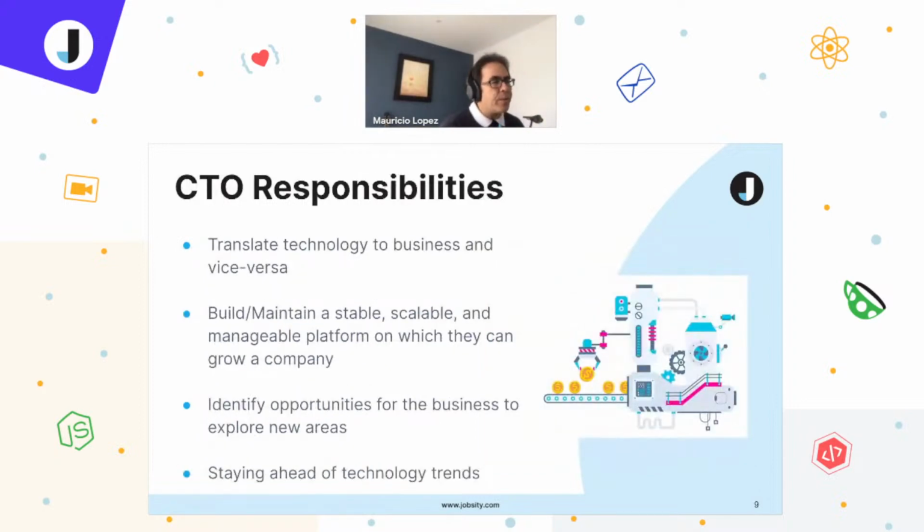Let's mention some CTO responsibilities to see if we can understand a little bit more about this role, okay? First of all, a CTO is a translator, okay? Technology into business, business into technology. It's bi-directional.